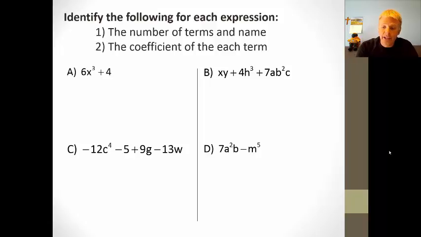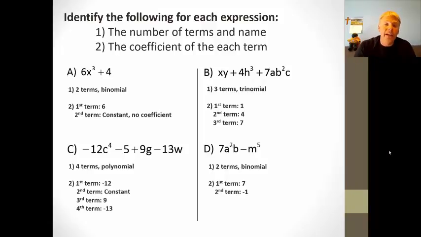Well, let's see how you did. Hopefully, you saw that our first one had two terms, a binomial. B was 3, a trinomial. C was 4, a polynomial. We're back to a binomial in D. Also notice that we don't have a coefficient in the second term because it's a constant. If there are no variables, we can't have a number being multiplied by variables. So our constants and coefficients are never the same thing. It's a constant instead of a coefficient. Same thing in example C.